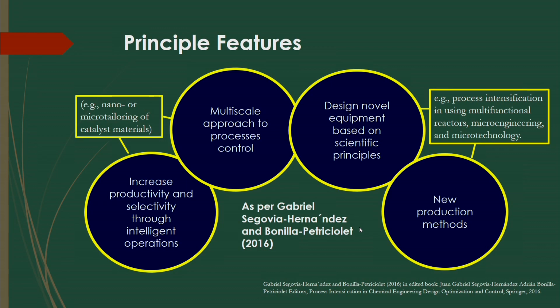For example, nano or micro tailoring of the catalyst materials, which you have to develop in such a way that it will affect the productivity and the selectivity of an intelligent operation. So, based on these material characteristics, you can intensify the process. Sometimes it is called multi-scale approach based process intensification, where the process will be controlled by a multi-scale approach.